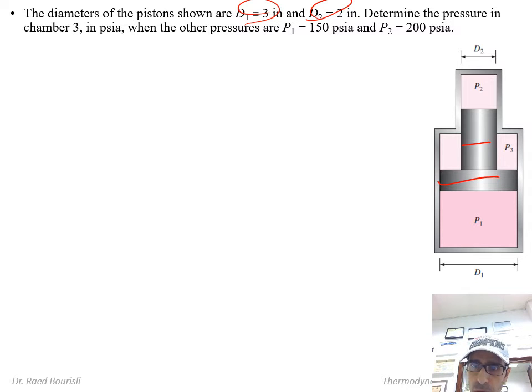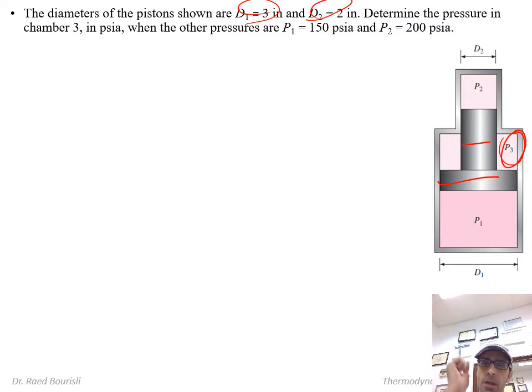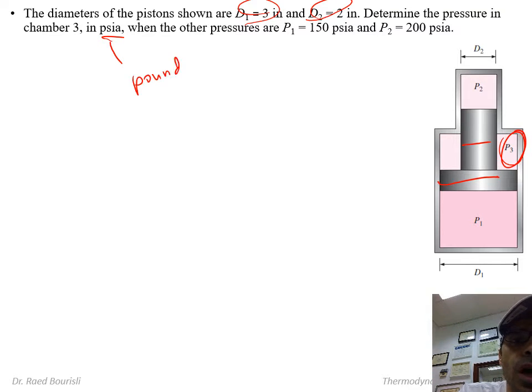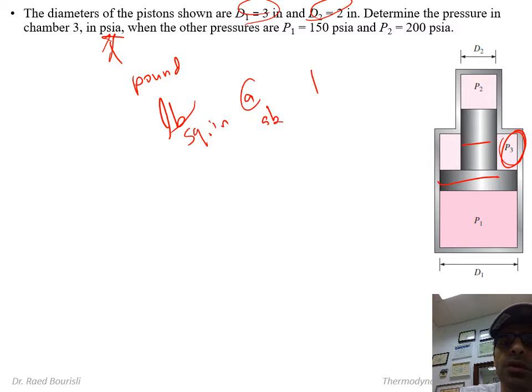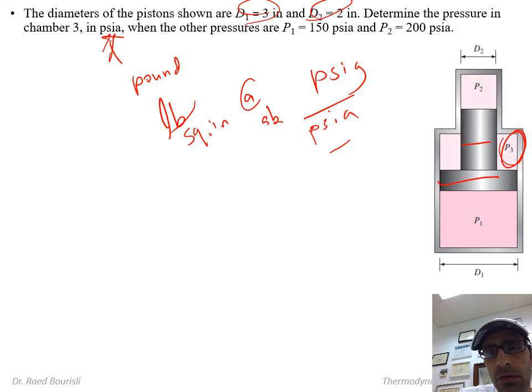You want to determine the pressure in chamber 3. You want the pressure here, in PSI absolute. So this is pounds per square inch, PSI, and the A is absolute. So you'll find PSI G and PSI A. These are the English units, British units, not the SI units, and these are given in inches.